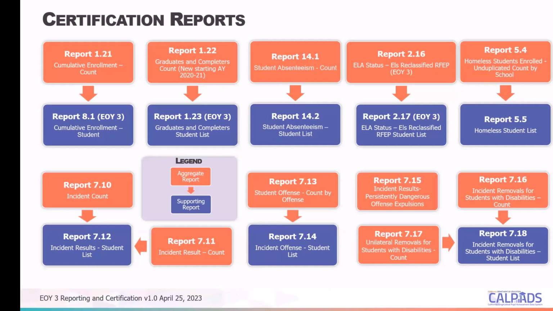But the supporting reports and aggregate reports are those that have to be reviewed in CalPADS, right? You have to get that green check mark to certify. The supporting reports provide all the detail. You cannot make sense out of the aggregate reports without reviewing the supporting reports.